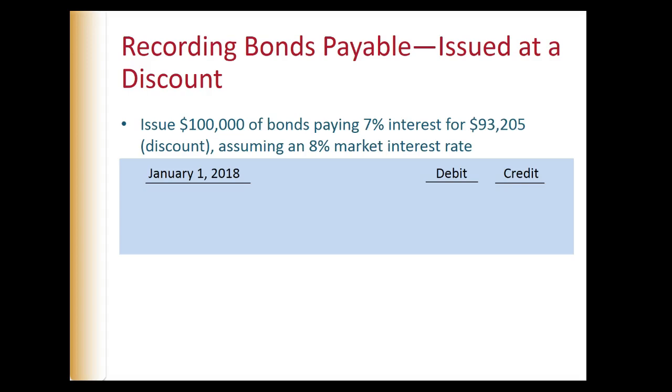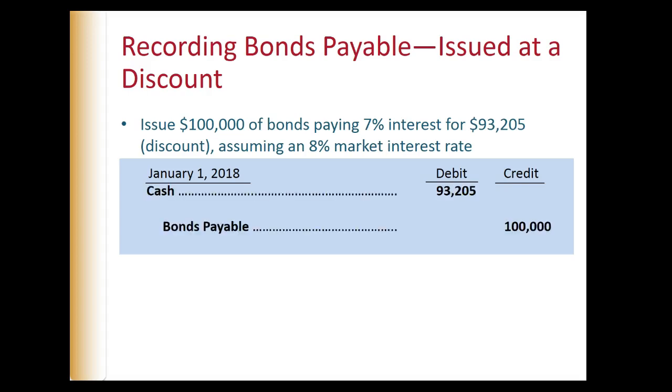When bonds issue at less than face value, we say they issue at a discount. On January 1st, the bonds are issued when the stated interest rate is 7% and the market rate of interest is 8%. The bonds will sell at a discount and will be issued at only $93,205. This is less than the $100,000 face amount because the bonds are only paying 7% interest, while investors can purchase bonds of similar risk by paying 8%.